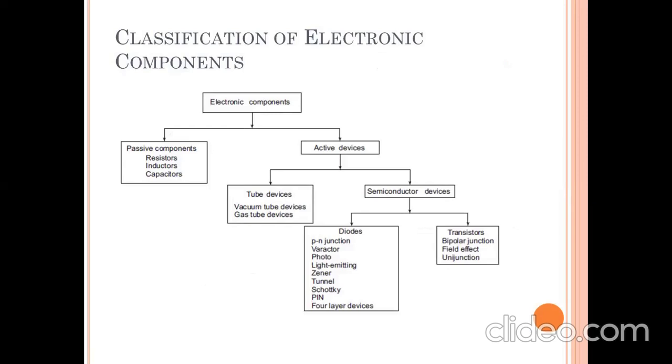So the classification of electronic components is as shown in the figure. They can be classified into passive components and active components. Active components are then again classified into tube devices and semiconductor devices, and semiconductor devices can be classified into diodes and transistors. One by one we are going to see all these types of devices and components which are used in electronics. First we'll start with the definition of active components and passive components.